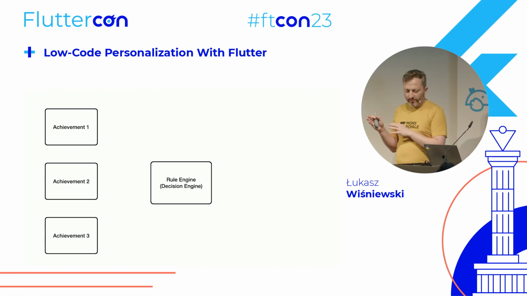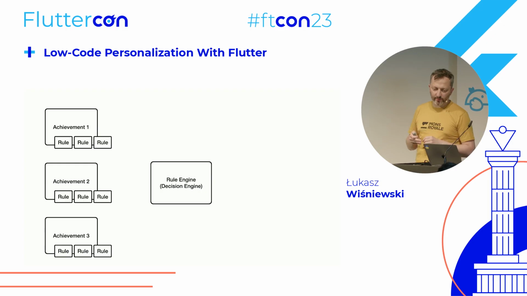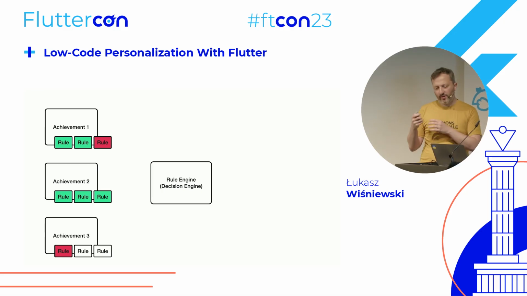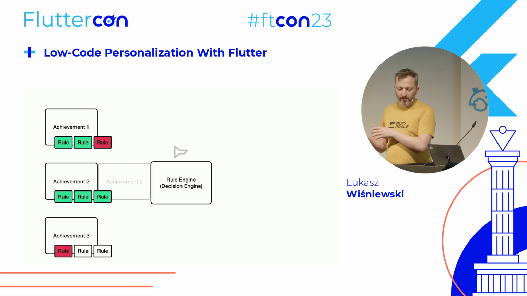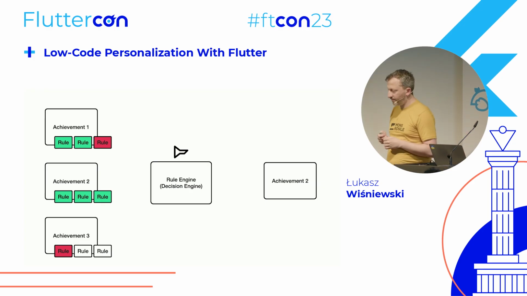Now, our true-false example is getting a bit beefed up. So we have a list of achievements. They have rules behind them. Those rules get filtered out. And then those rules tell us which achievement we get and which we don't.